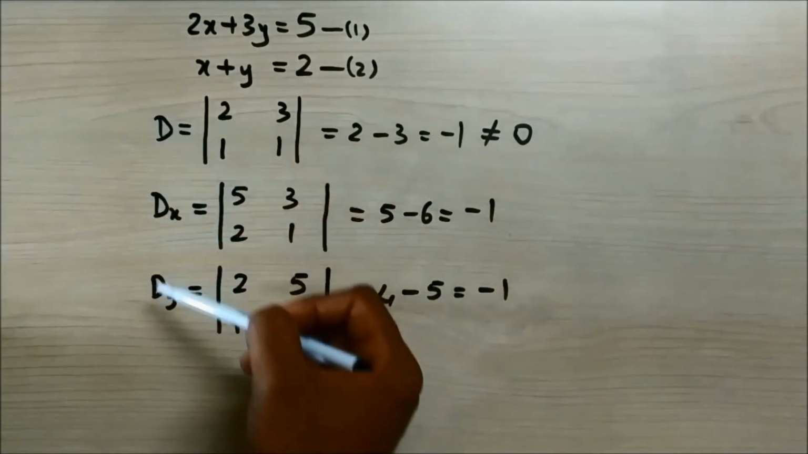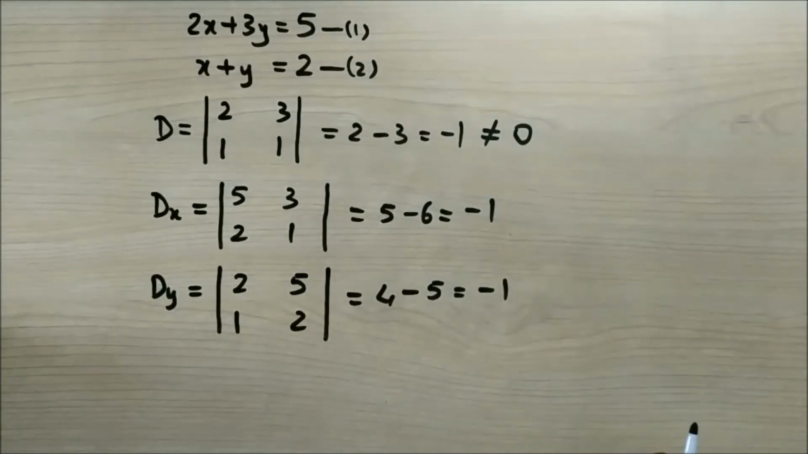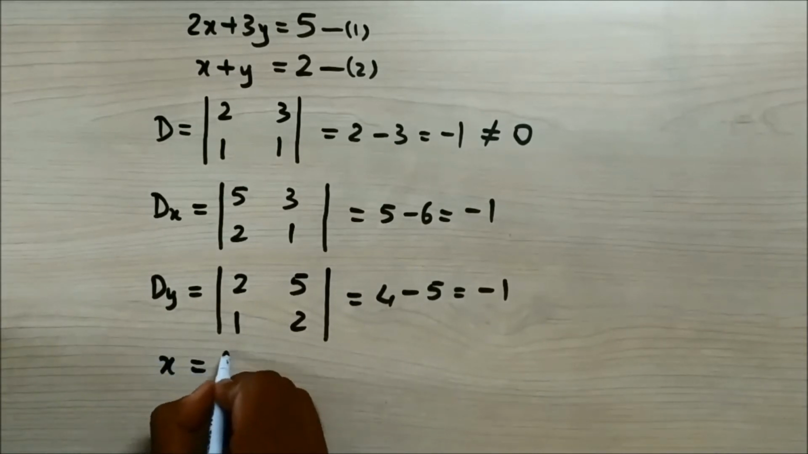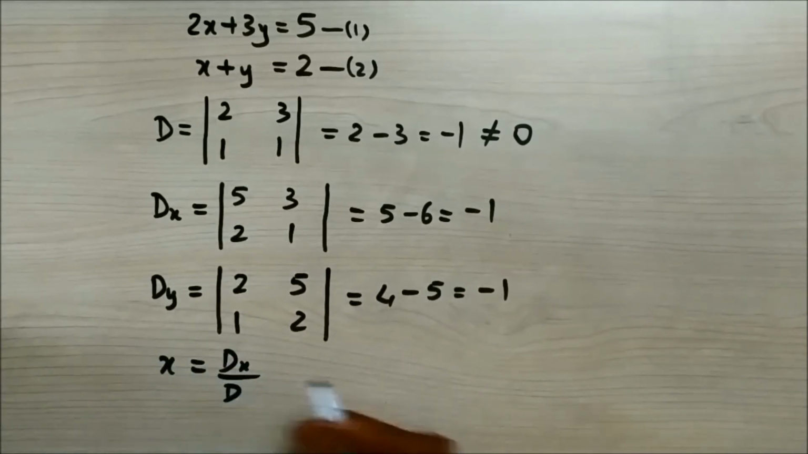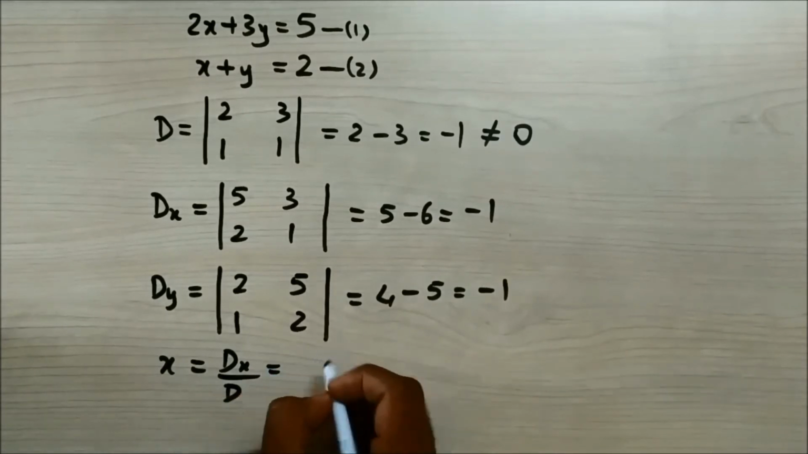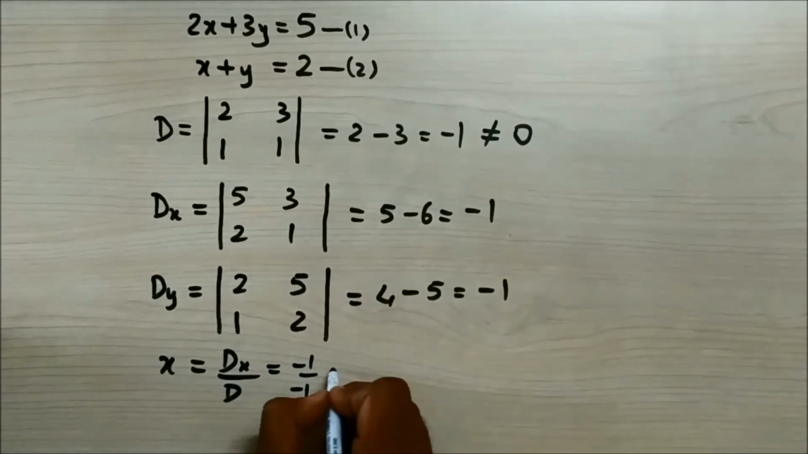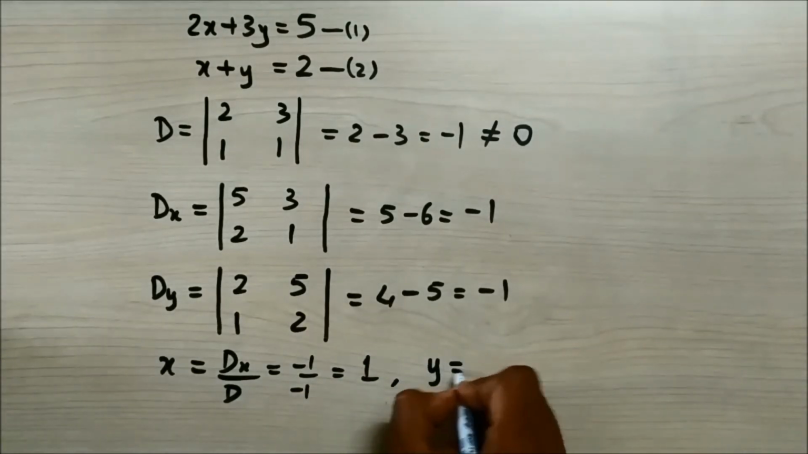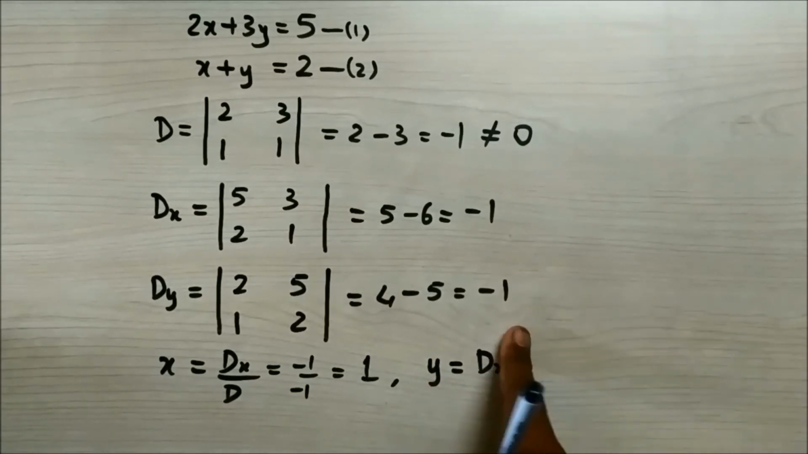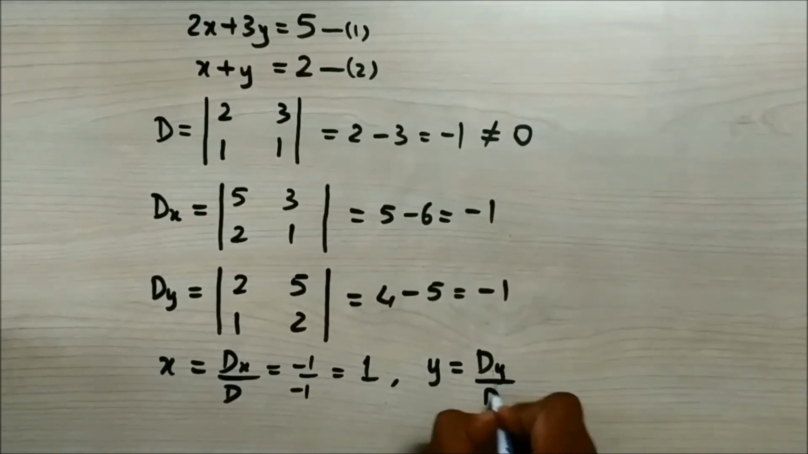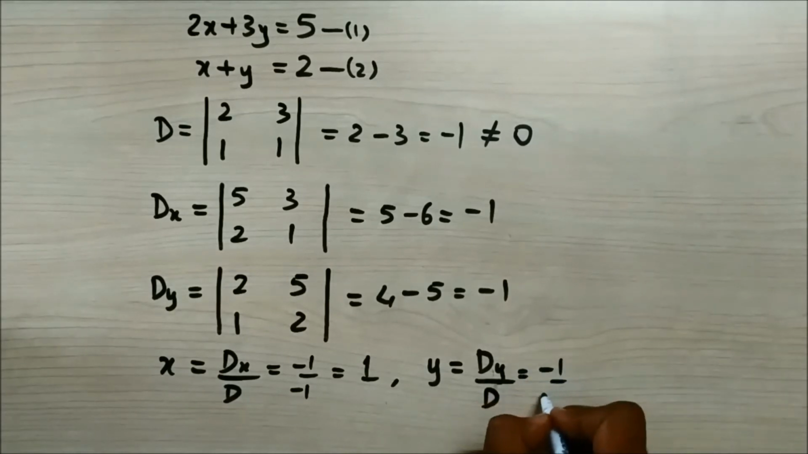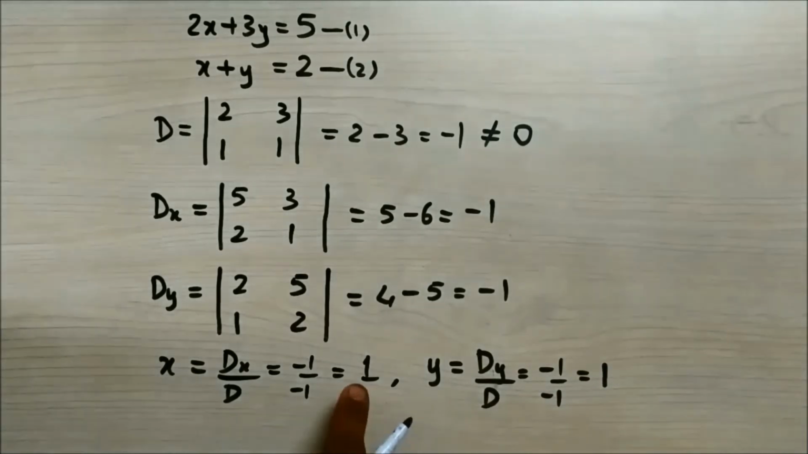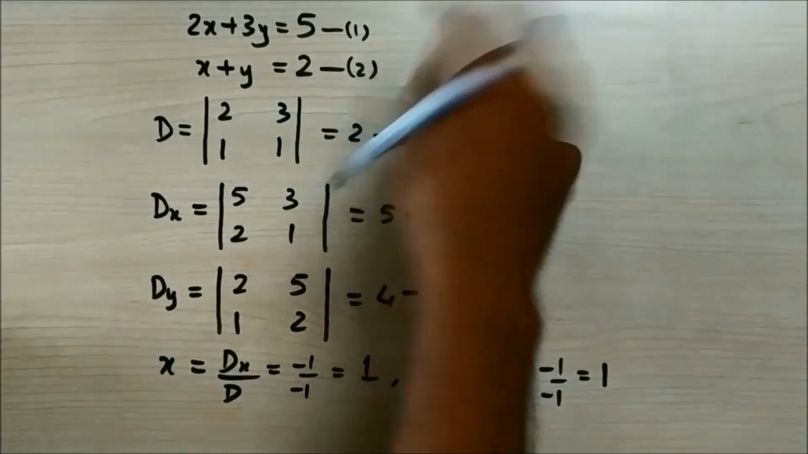Now once you obtain these three determinants, we simply apply Cramer's rule. So it's very easy. By Cramer's rule, x would be dx divided by d, which is minus 1 upon minus 1. So the value of x is 1. And the value of y would be evaluated as dy upon d, which is again minus 1 upon minus 1. So the end result is again 1. So this is the solution of the two equations.